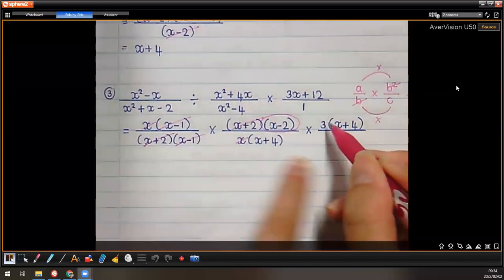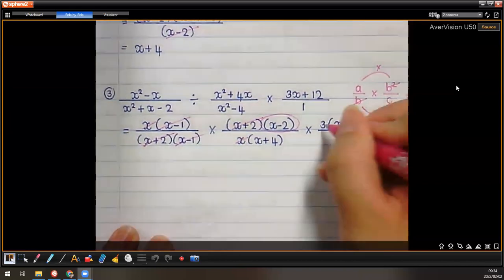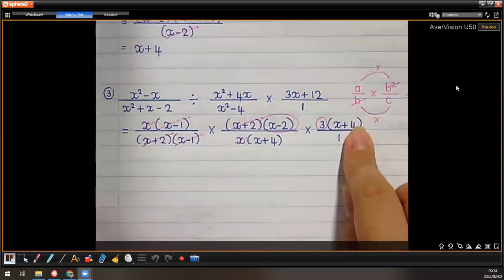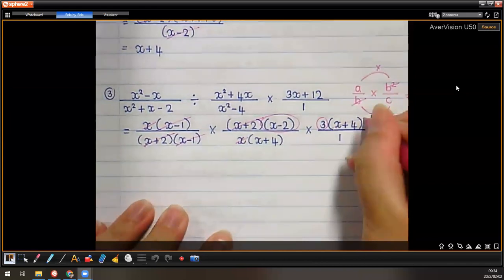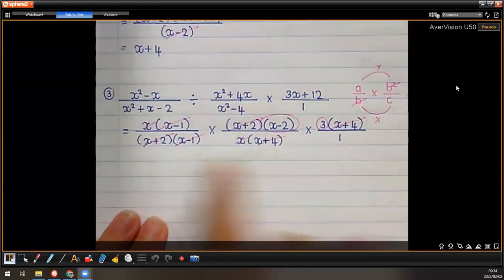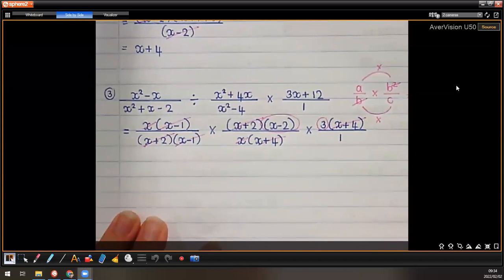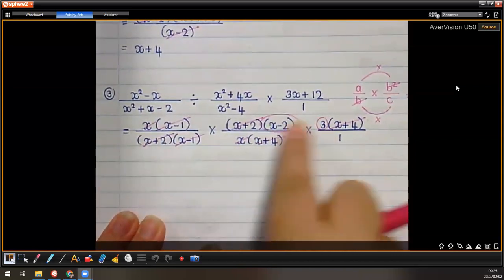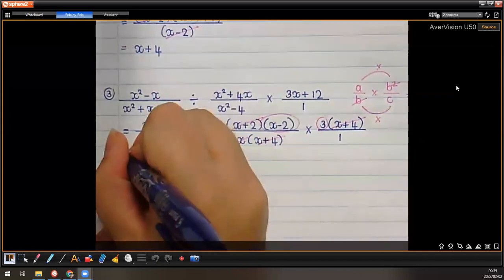3, is there a 3 at the bottom somewhere? No, so the 3 is going to have to be my answer. And then x plus 4, is there an x plus 4 at the bottom? Yes. So that's what's left at the bottom if I canceled everything off. 1, right? But do I have to write something over 1? No. What's left at the top? 3 times x minus 2.